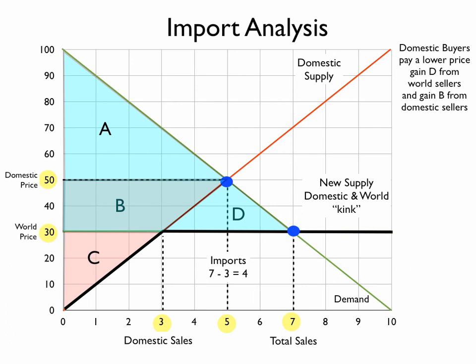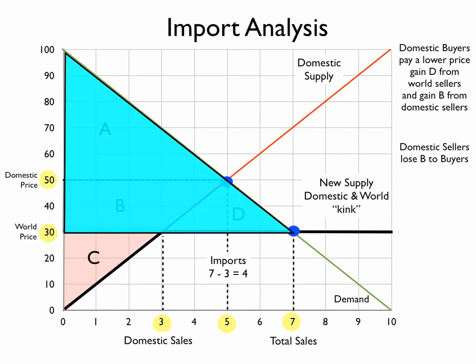The domestic buyers pay a lower price and they gain D from the world sellers. They also gain B from the domestic sellers. The domestic sellers end up losing B to the buyers. So the domestic sellers are actually worse off, and the domestic buyers are much better off. Their new consumer surplus is this whole area here, A, B, and D. All right, that is import analysis.